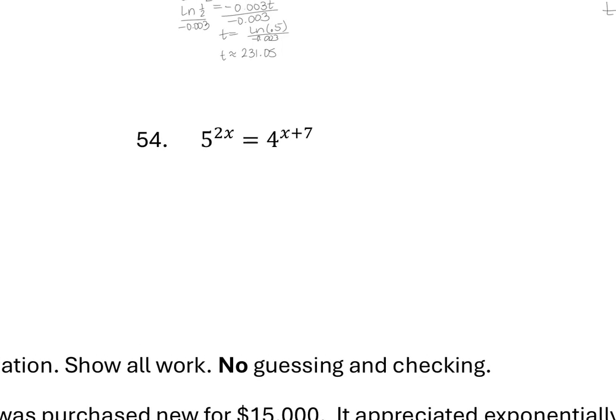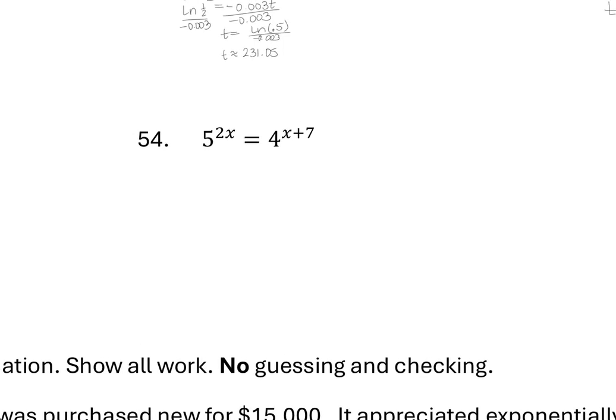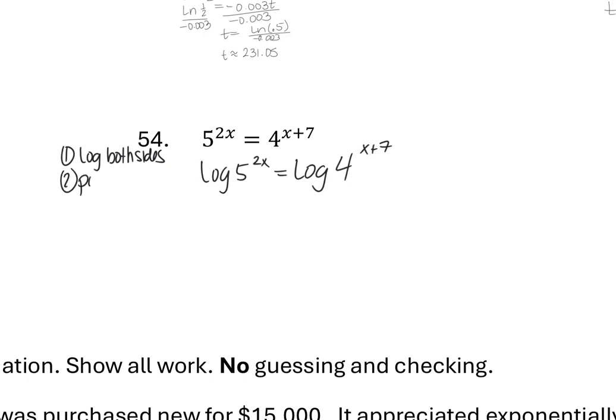All right, and here's the doozy problem. This is the one where we're gonna do log base 10 of both sides. Our step 1 was log both sides. So log of 5 to the 2x equals log of 4 to the x plus 7. Then step 2, we use our power property, which is exponents out front. So my exponents go in front.